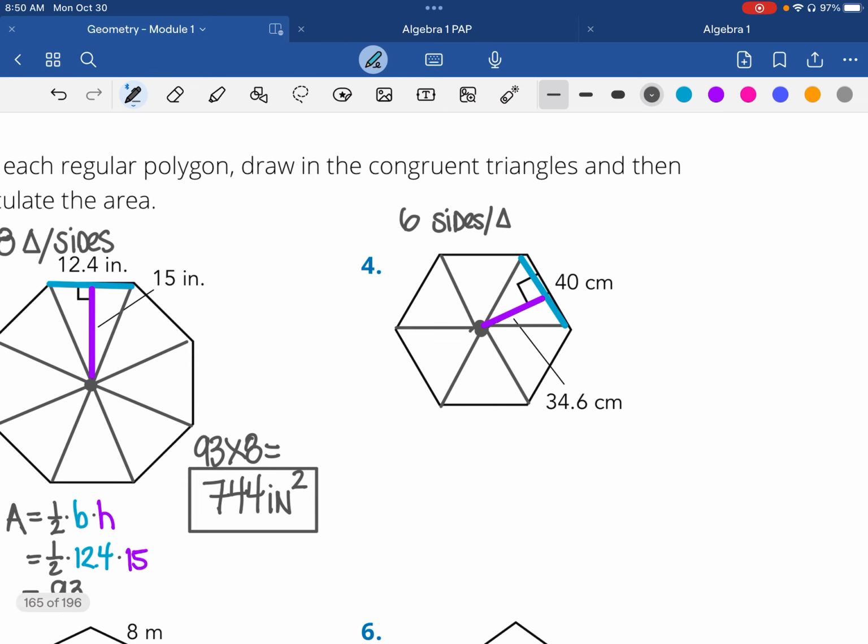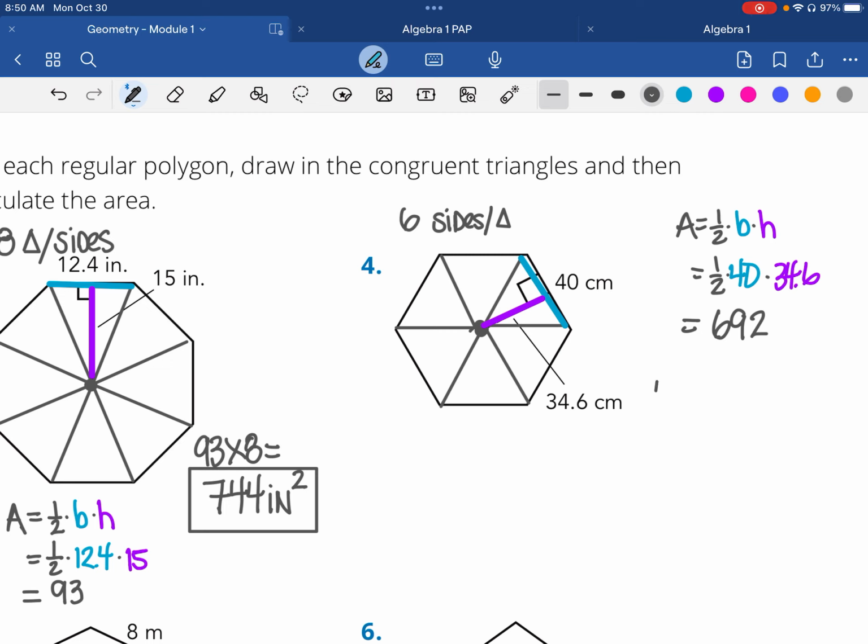Let's try another one. Always a good idea to start with the formula. The more you write it down, the more it gets stuck in your brain and you memorize it. I know from the colors that 40 is my base and that 34.6 is my height. Now, if I were to move them around, I would not be wrong if I were to switch the blue and the purple number because multiplication is commutative, which means the order that I place the numbers doesn't matter.